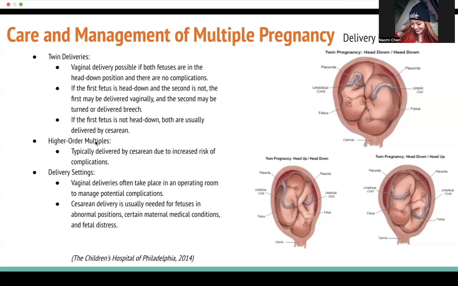So higher order multiples are typically delivered by C-section due to increased risk of complications. Delivery settings: vaginal delivery often takes place in the operation room to manage potential complications. Me personally, I was in the operation room when I delivered my babies. C-section delivery is usually needed for fetus in abnormal positions, certain maternal medical conditions, and fetal distress.